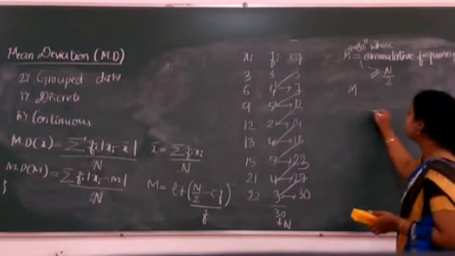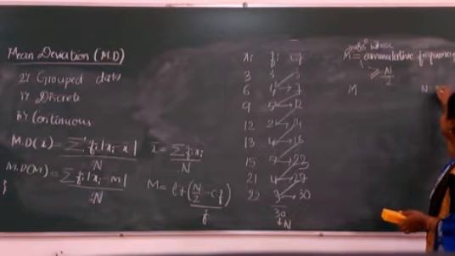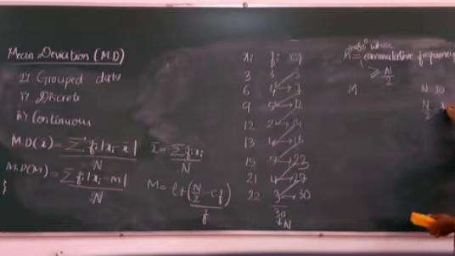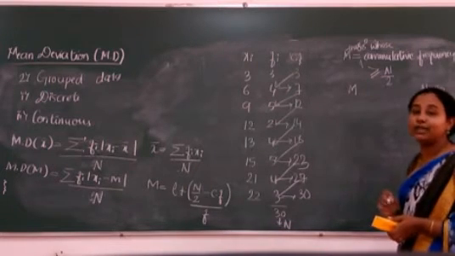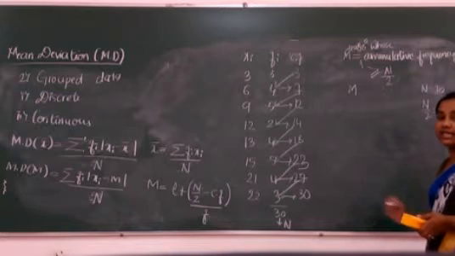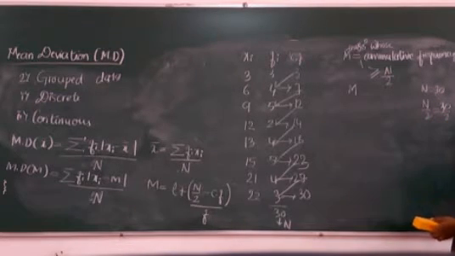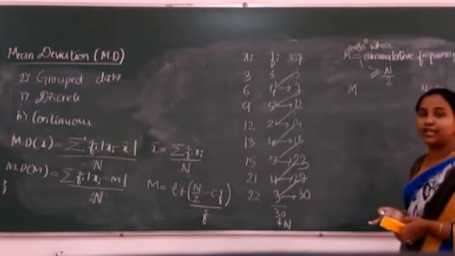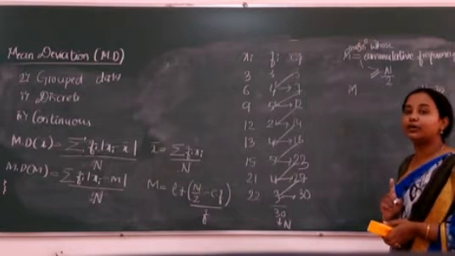What is our n in this case? n is 30. So what is n by 2? That is 30 by 2, which is 15. Now we need to find the observation whose cumulative frequency is greater than or equal to 15. Either it should be greater than 15, or at least it should be equal to 15.